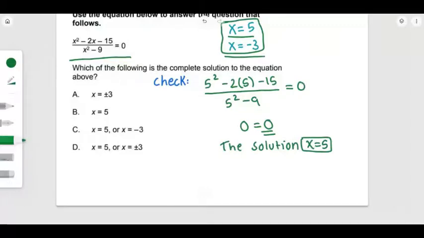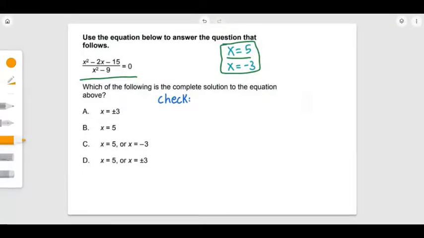So let's try that. Now let's try x equals negative 3. We're going to do the same. We're just going to substitute negative 3 for all the x's in the equation. So it's going to be negative 3 to the power of 2 minus 2 times negative 3 minus 15 over negative 3 to the power of 2 minus 9 equals 0. Always make sure to put negative 3 into brackets, especially in the calculator, because it will give you an accurate solution, especially when the number is negative.